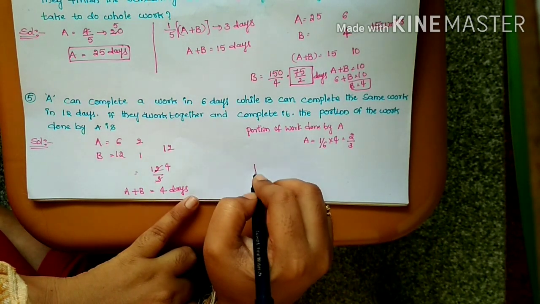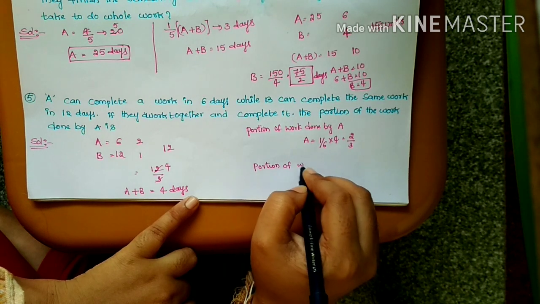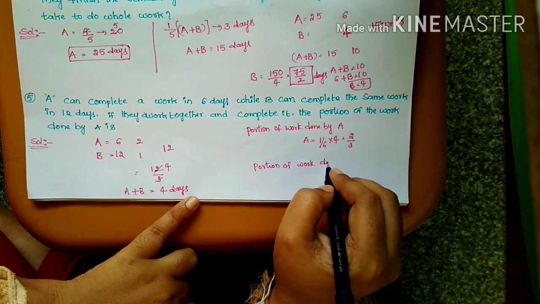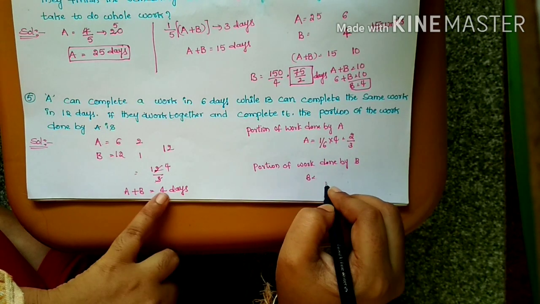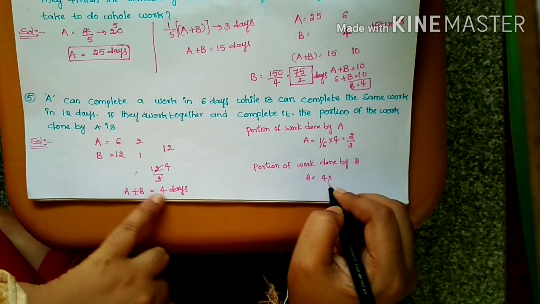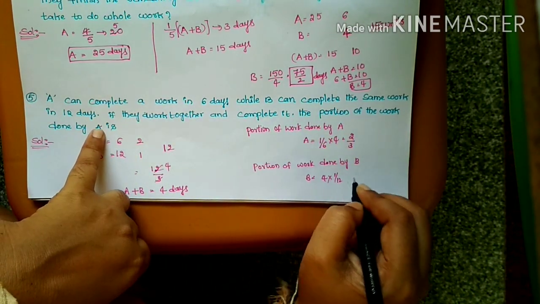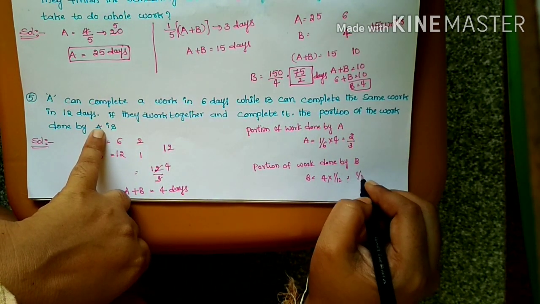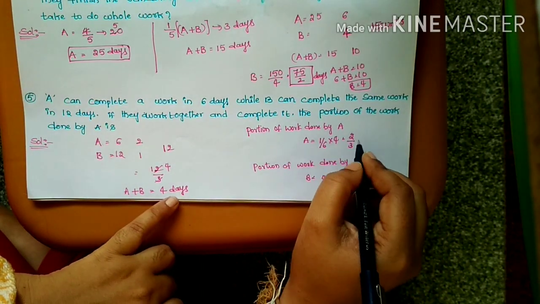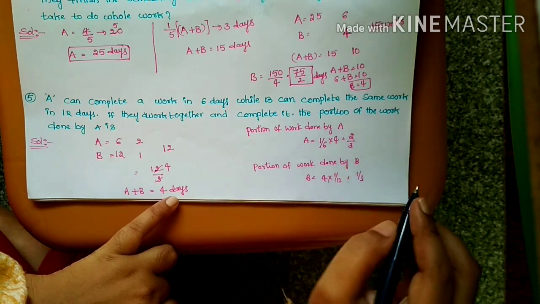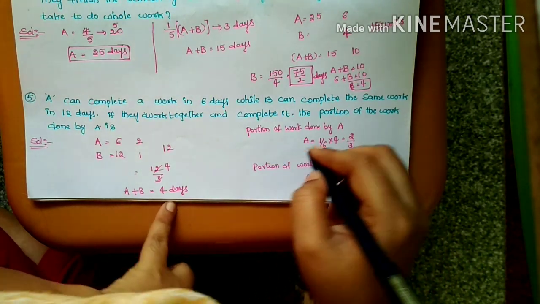So the portion of work done by B is, total work is 4 days. How many days for B? 12 days. So 1 by 12 times 4, so 1 by 3. This is the work done: A is 2 by 3rd of the part and B is 1 by 3rd of the part.